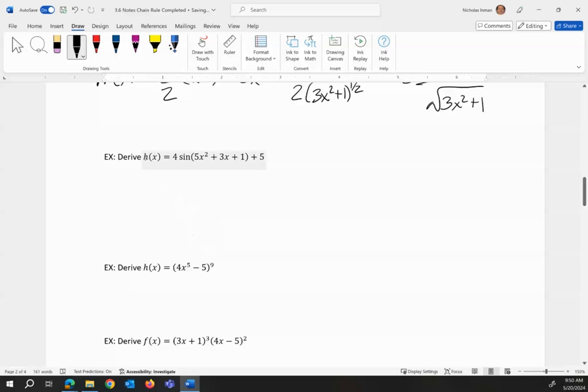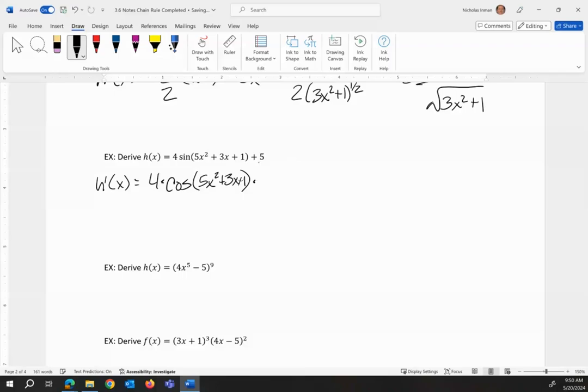Next example, I see we have a function. It's a sine function. Okay, that's great. But there's stuff inside of my sine function. All right, and then I have this plus 5, a constant up here. So to do my derivative, all right, the 4 is in front of sine. So I still have 4 times the derivative of a sine function, which is a cosine function. All right, now there's stuff inside of here, so we just leave it.